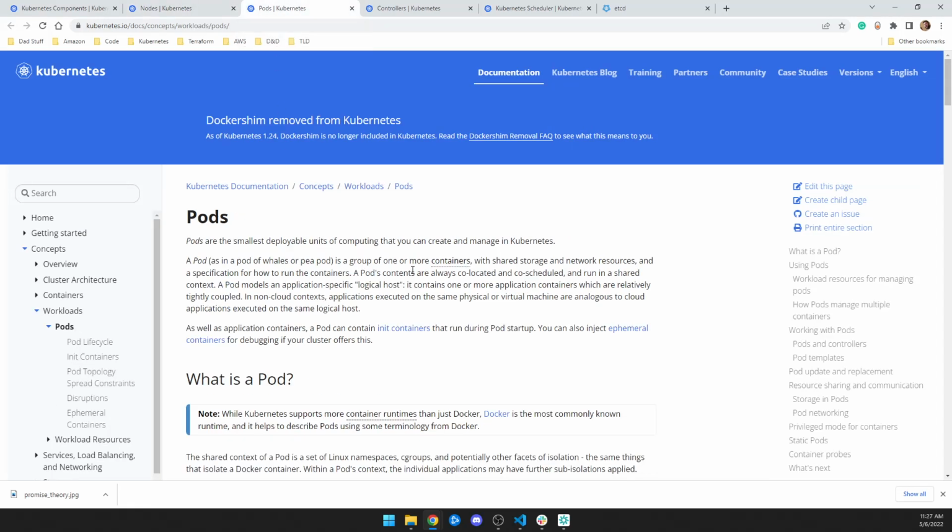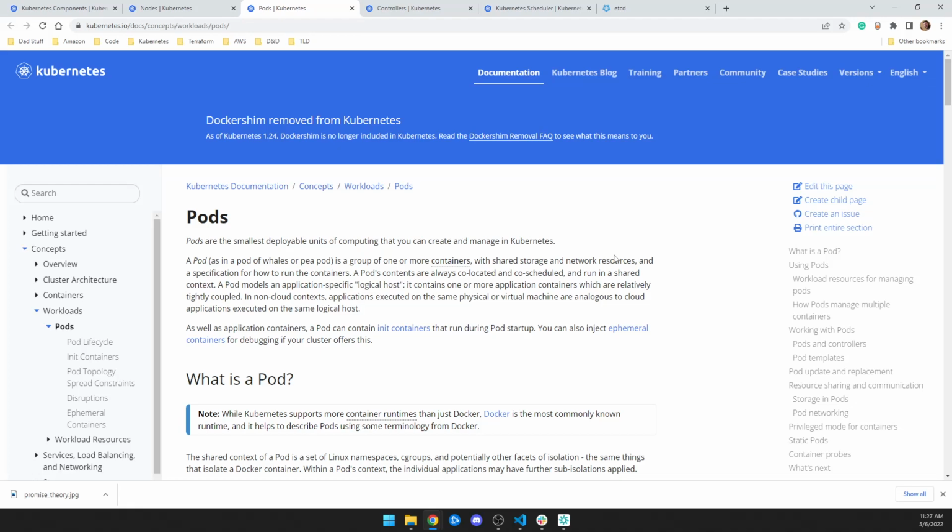So let's look at pods. So a pod, and this is important, is the smallest deployable unit of compute that you can create and manage in Kubernetes. So as far as Kubernetes is concerned, a pod is as far down as you go. So a pod, as in a pod of whales or a pea pod, and if you go look at Docker and you look at their logo and they have the whale and you wonder why, well, that's kind of where all of that terminology comes from.